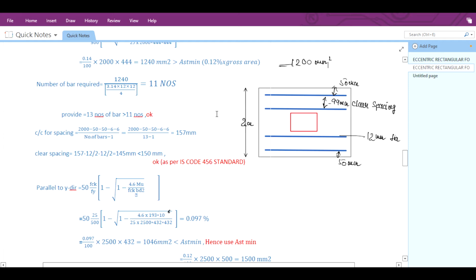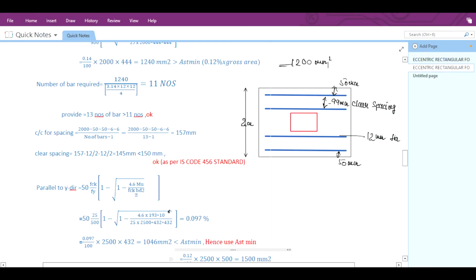Now we have to calculate the clear spacing. Clear spacing will be 157 minus half of the bar minus half of the bar, so it will come as 145 mm, which is less than 150 mm. Then only this will be okay. If it is greater than 150, you have to again increase the number of bars. That's why we have taken more bars. It should not be greater than 150 mm.